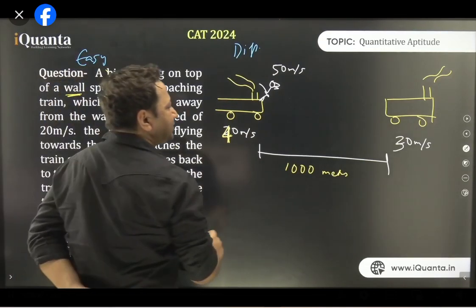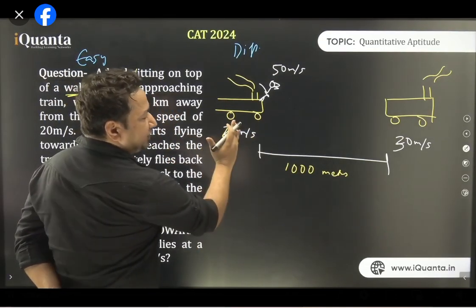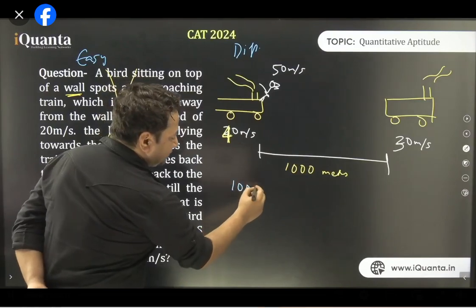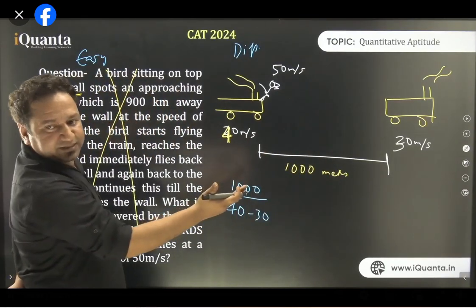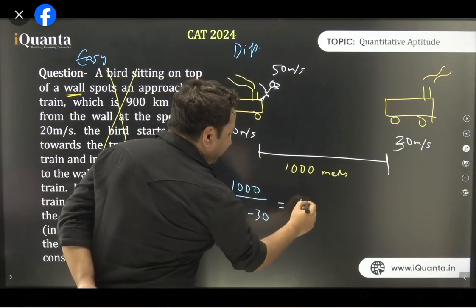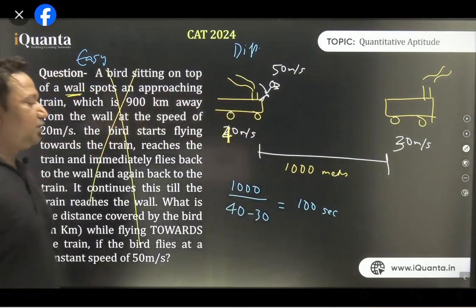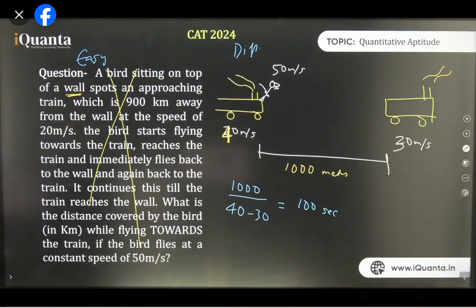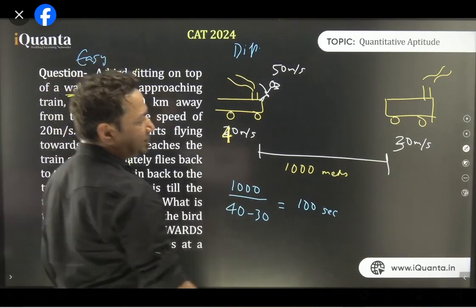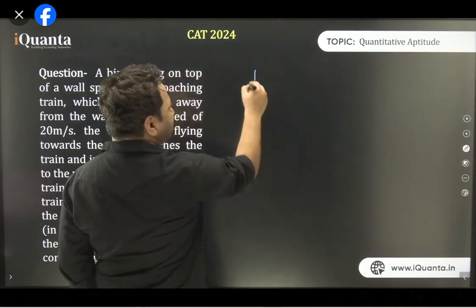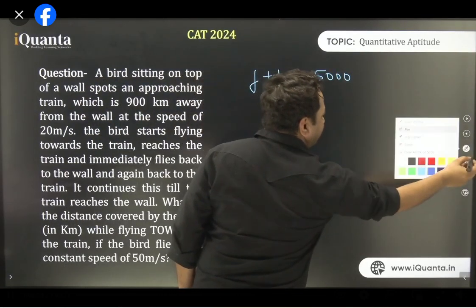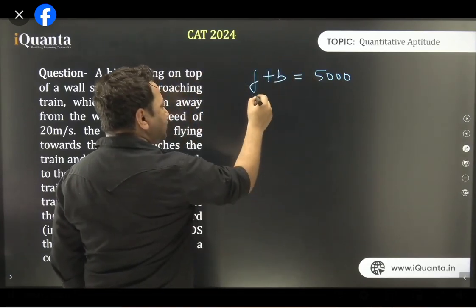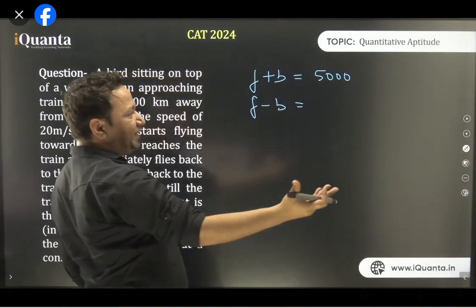So here what happens? The bird moves till the time the faster train catches the slower train. That will happen in 1,000 upon 40 minus 30. Distance is 1,000 and the relative speed is 40 minus 30. So in 100 seconds, the faster train will overtake the slower train. All right? And the bird has moved for these 100 seconds in totality. So total distance traveled by the bird in the forward and backward direction is 50 times 100, that is 5,000 meters, right? But the difference of forward minus backward is the displacement, that is nothing but 1,000.